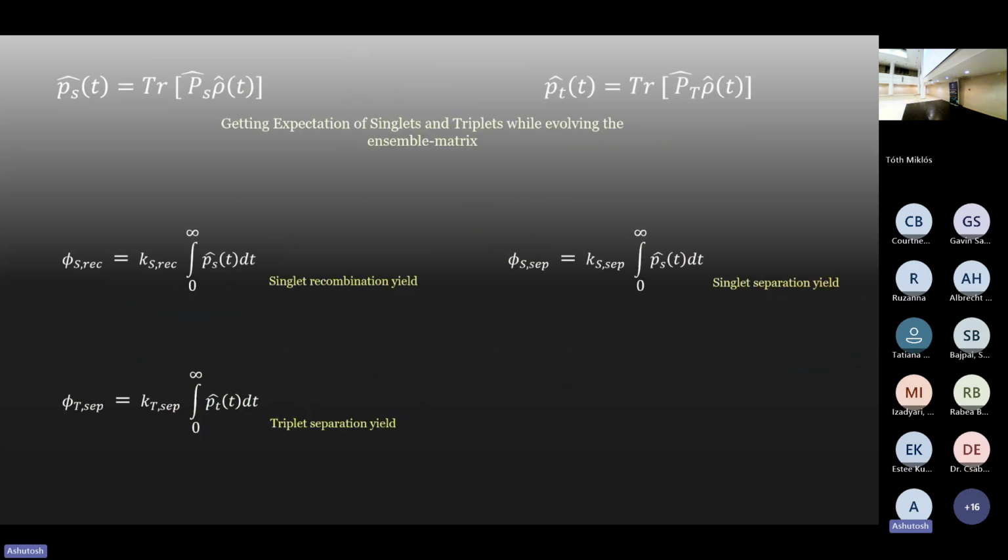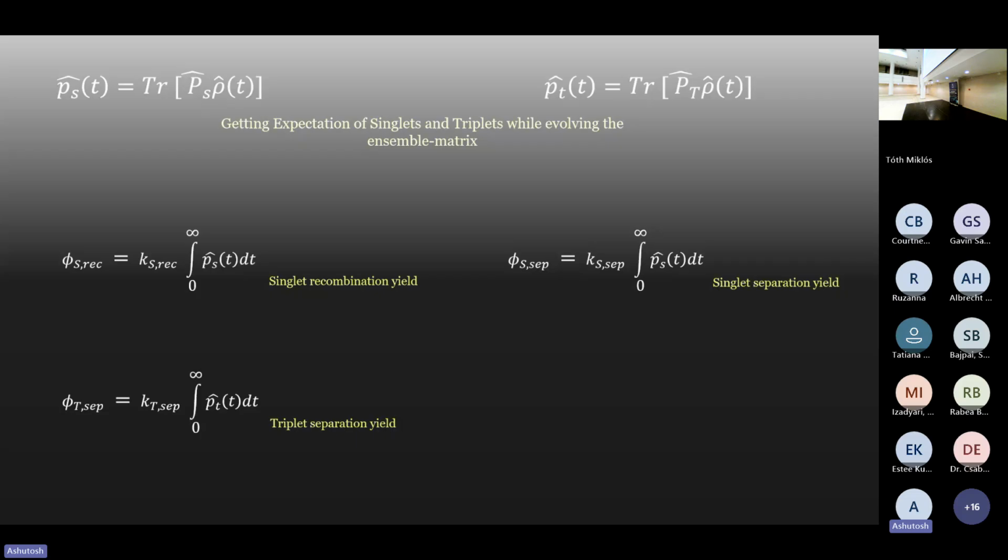And at last we evolve the rho(t) in time. We evolve the system to get rho(t), and then if you want to get the expectation of singlet, that can be found out by applying PS onto rho(t) and taking the trace of it, which is standard density matrix operations. And when we get this expectation of singlet or triplet at any time, we can integrate and time average it and multiply it with rates to get the recombination yields.